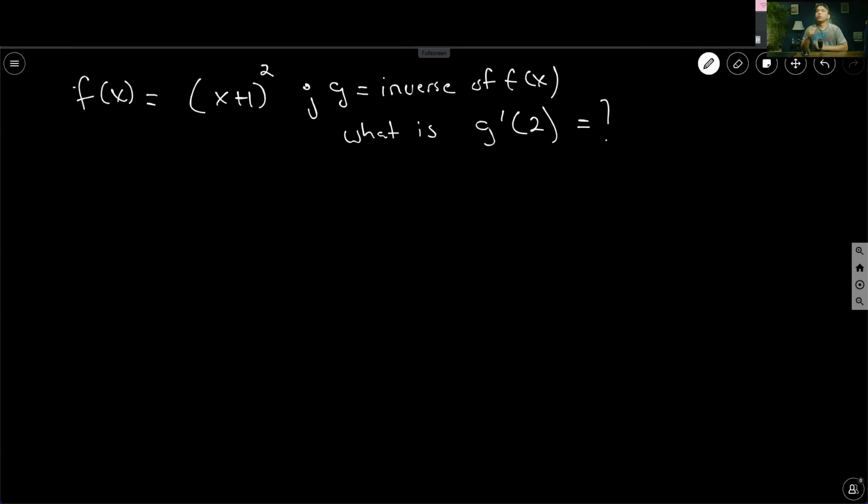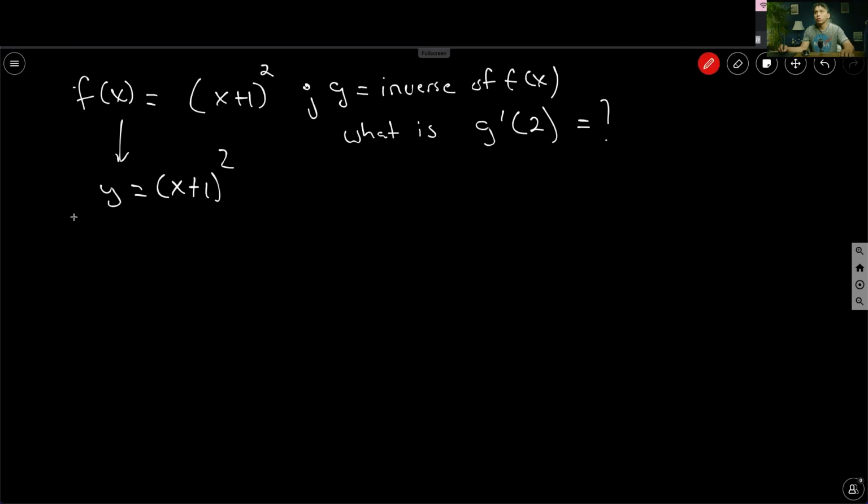So for this question, we're given that f of x is equal to x plus 1 squared, and we're told that g is the inverse of f of x, and they want to know what g prime of 2 is, or the derivative of the g equation with 2 as the x value. So for this, when we see inverse, we actually have to do our old algebra inverse rule. So I'm going to do that by first converting f of x into y, just for ease of sake. So I'm going to rewrite that as y is equal to x plus 1 squared.